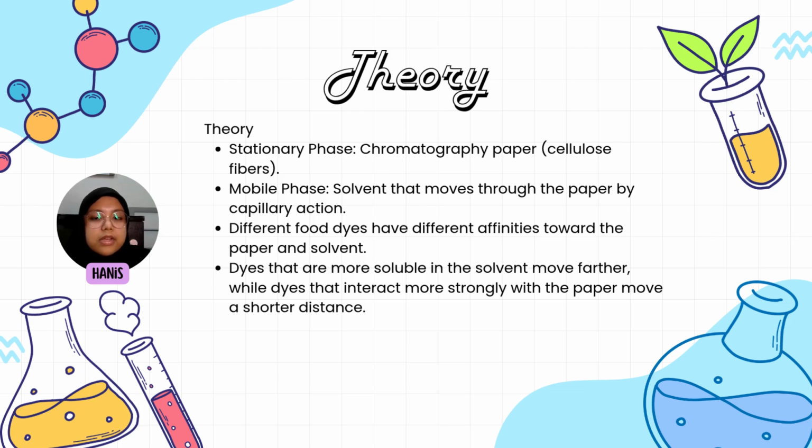On the other side, dyes that interact more strongly with the cellulose fibers prefer the stationary phase, so they get held back and move a much shorter distance. This difference in movement is actually what allows us to see the individual color components clearly.